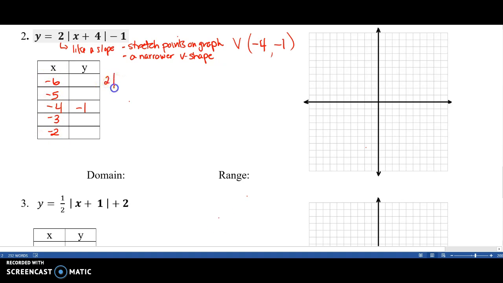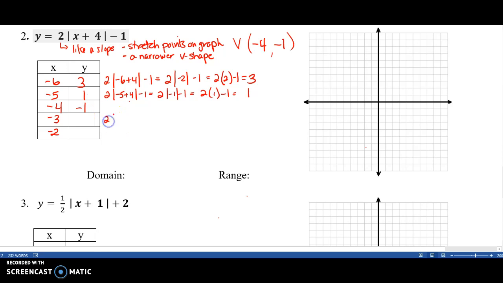So if we put 2 times negative 6 plus 4 minus 1, we have 2 times the absolute value of negative 2 minus 1 equals 2 times regular 2, right? Absolute value of negative 2 is positive 2 minus 1. So that's 4 minus 1 or 3. If we plug negative 5 in there, 2 absolute value of negative 5 plus 4 minus 1 equals 2 times the absolute value of negative 1 minus 1, which would be 2 times 1 minus 1, which would give me 1.